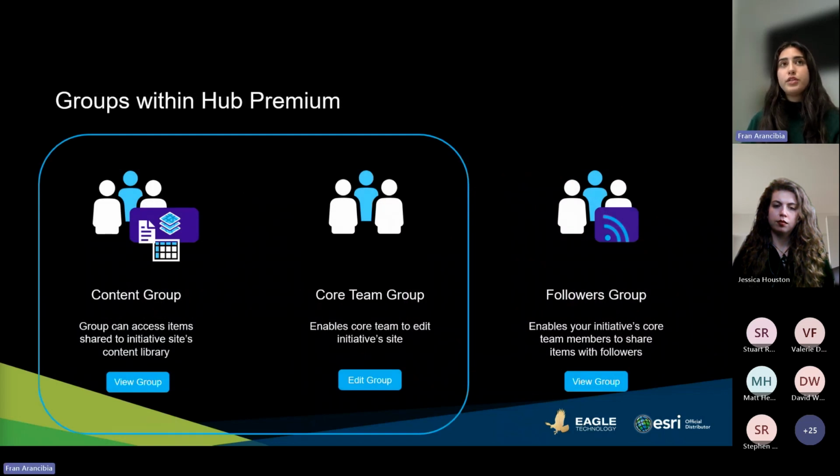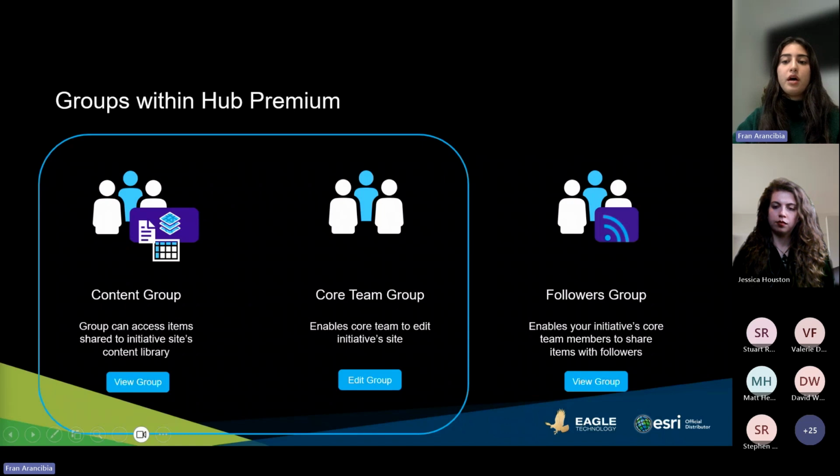And going back to when you create a site, in terms of backend groups and content management, when you create a site in Hub Premium, these three groups are created in ArcGIS Online. Just like Jess said, in Hub Basic, when you create a site, you get a content group where you will add all the data that you want to be discoverable when searching in your site.